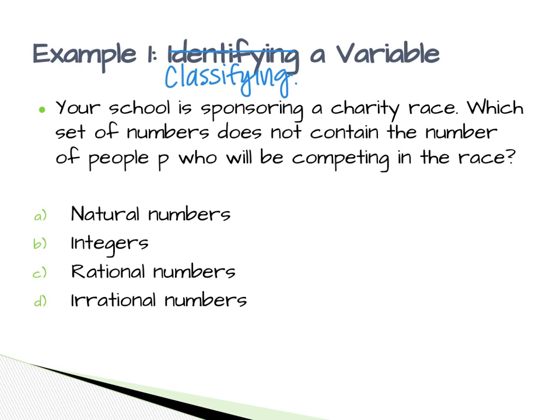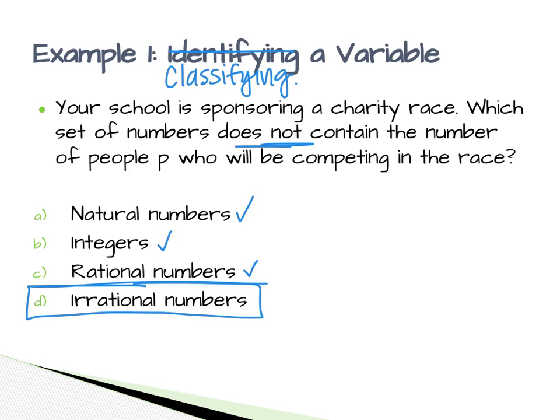And they're asking for which one is not. So right now it's just irrational, and it doesn't say that we only have to choose one. But if we're counting people, 0 people, 1, 2, 3, 4, 5, that's an integer. It's also a rational number. And the natural numbers, if we're counting, it's going to be the 1, 2, 3, all that stuff. So irrational numbers is the only one it cannot be.